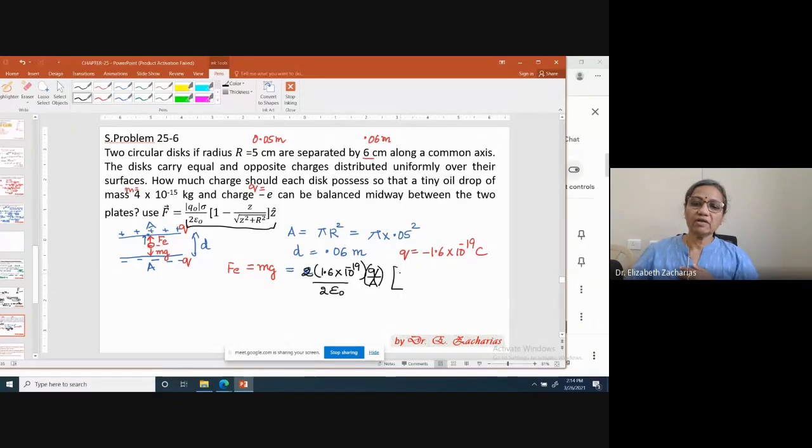And then here, what do I write? 1 minus Z. What is Z? Anyone? Z is D by 2, yes. So here, instead of Z, I put D by 2, divided by the square root of (D by 2) whole square plus R square. So what do I have to simply do? And I know my mg. So what is it I need to find?